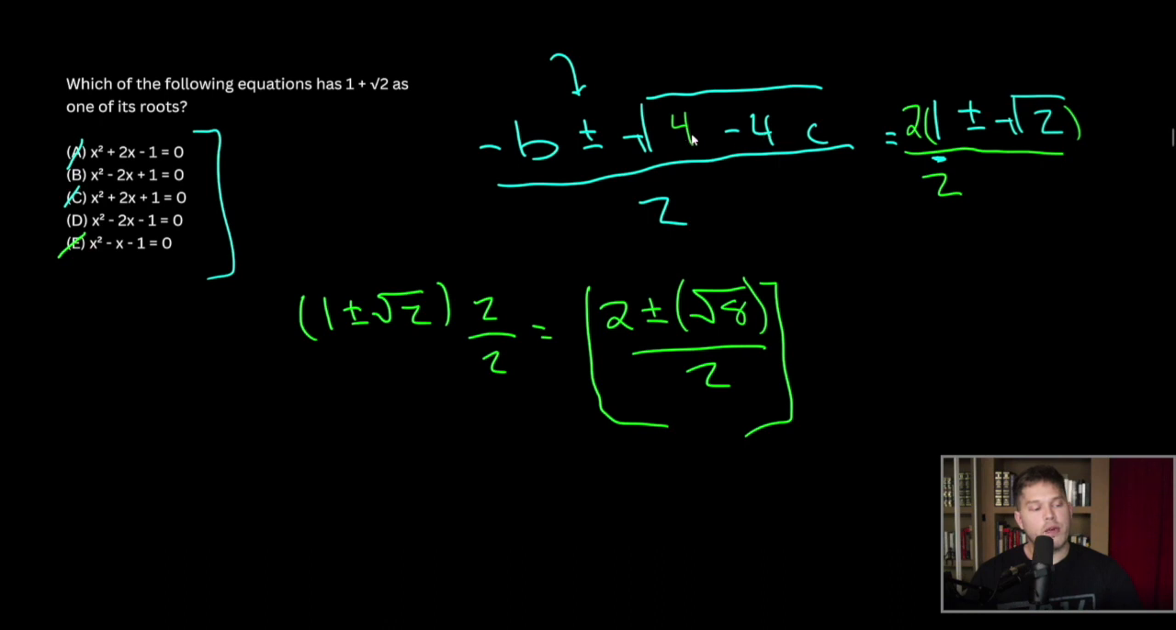And we want 4 minus 4c to give me a positive 8. So if c was 1, we would have 0. We don't want that. So c needs to be negative 1, such that whenever we finish this formula, we will have this output. And so if c must be negative 1, then my answer for this problem is going to be answer choice D, x squared minus 2x minus 1 equals 0, will have a root of 1 plus the square root of 2.